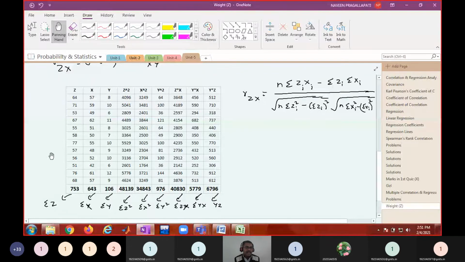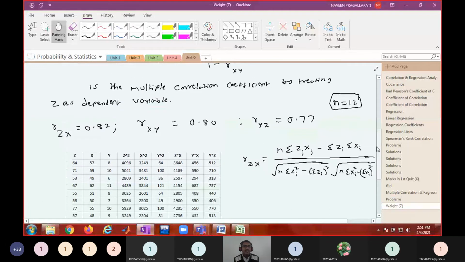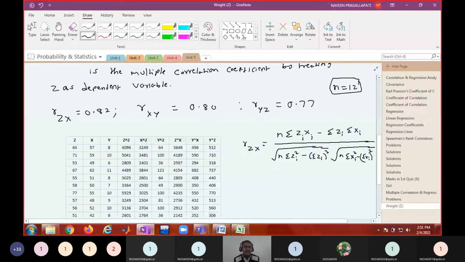So sigma zi is here. Sigma xi is here. Sigma zi square is here. Sigma z whole square. Once you prepare the table, you can write down all the three formulas and then compute this value. When you substitute these sums, you will get 0.82.